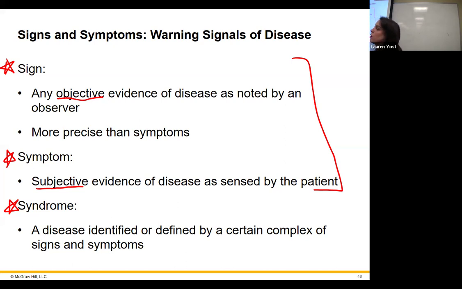So we can't narrow it down based on the symptoms because they all have those symptoms, right? You'd have to do further testing to determine what it is. But yeah, meningitis, that term is a syndrome.